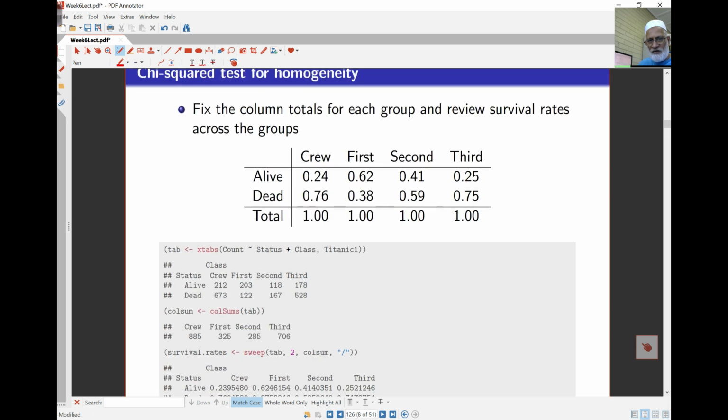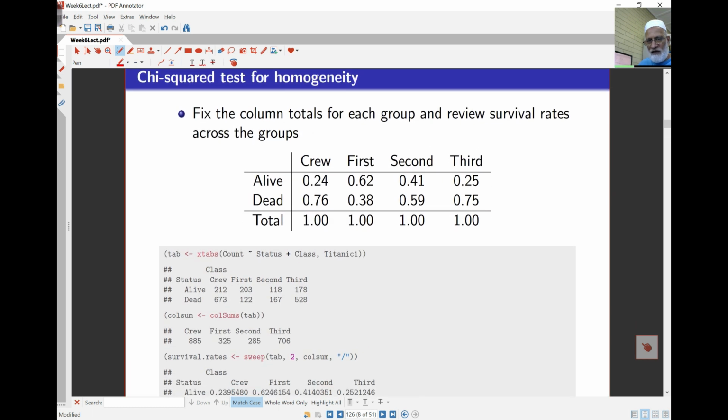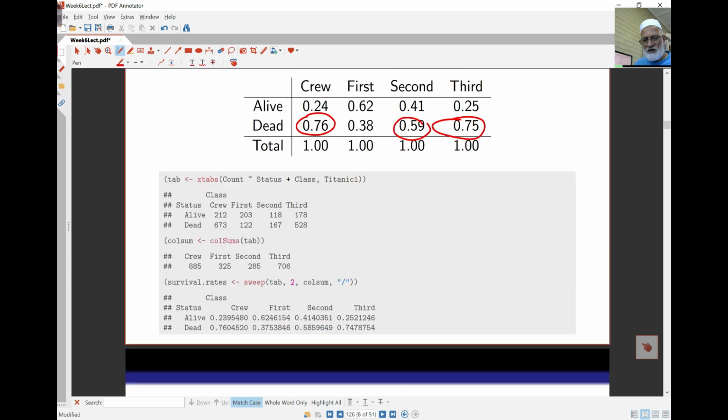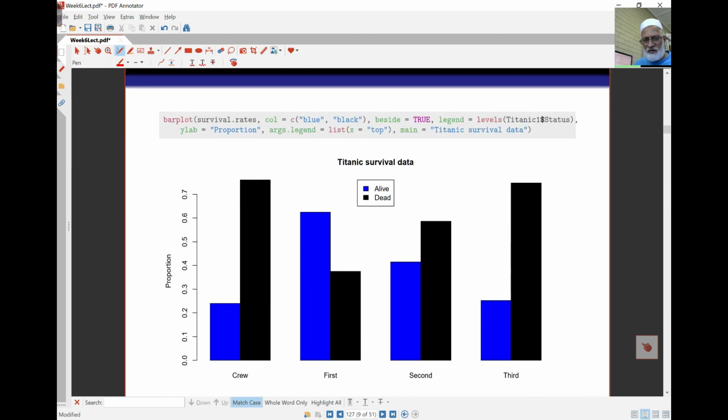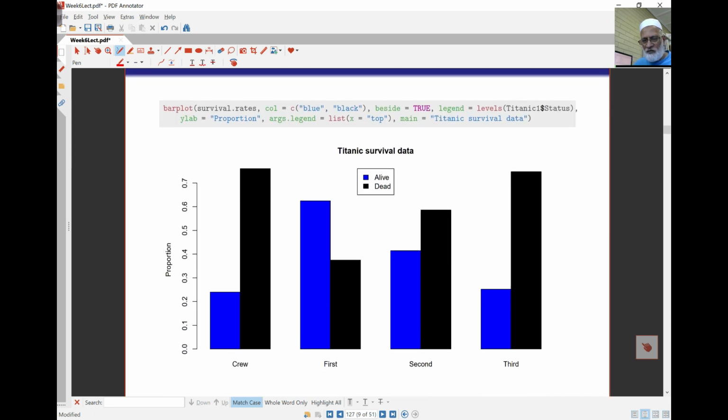So the idea here was, we fix the column totals and view the survival rates across the groups. So we can see the survival rates here. For the crew, more of them die. Probability of dying here with the crew is much larger. The second and first class, more of them seem to survive. And of course the third class, there's quite a bit of difference here as well, the second and third class. And this is a bar plot of that data, where looking at this again, the probability of surviving is much lower for crew, much higher for first class, and then lower for the second and third class.